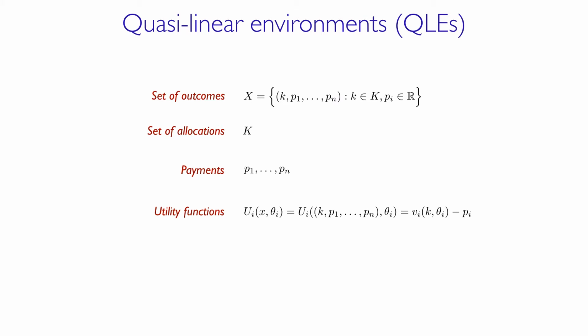The utility functions of the players are defined as the difference between two elements, where the second element is the payment, while the first element is called valuation function, and it is the value of the player over the allocation depending on her private type theta.